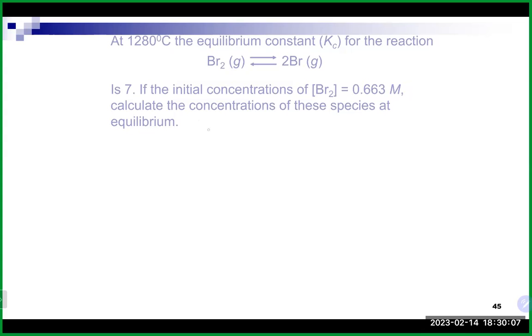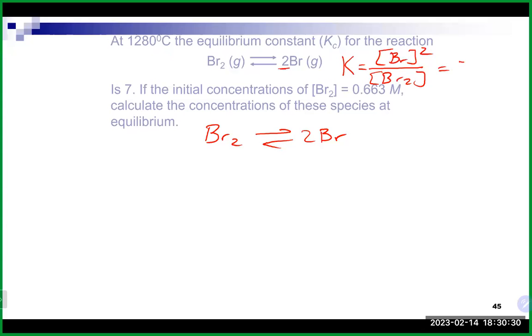We're going to basically rewrite our reaction here. And we also could write our equilibrium expression, which is our product, which would be Br. And once again, here we would square it because of the 2. We're going to divide it by the concentration of Br2, and that is going to equal lucky number 7 in this particular example. Now we're going to start with our ICE table.